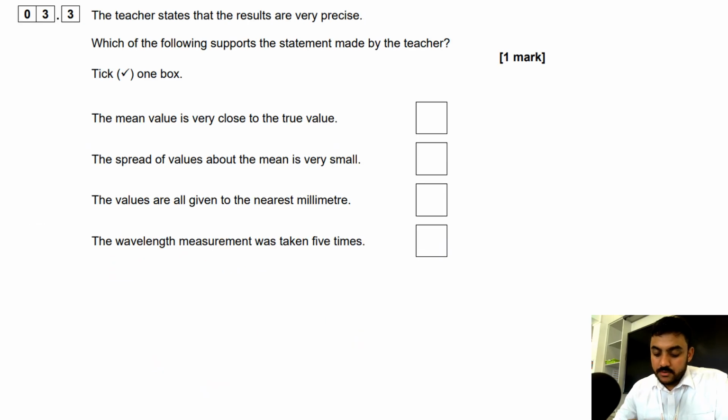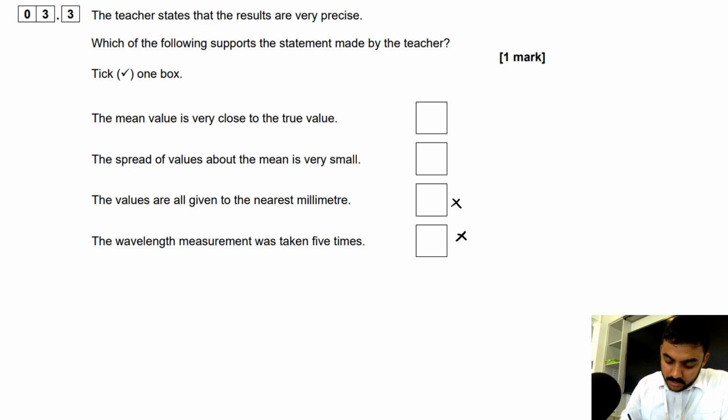The teacher states that the results are very precise. Which of the following supports the statement made by the teacher? The mean value is very close to the true value. The spread of the values about the mean is very small. The values are all given to the nearest millimeter. The wavelength measurement was taken 5 times. Well, we can discount these two, but we are unsure about the first two answers.